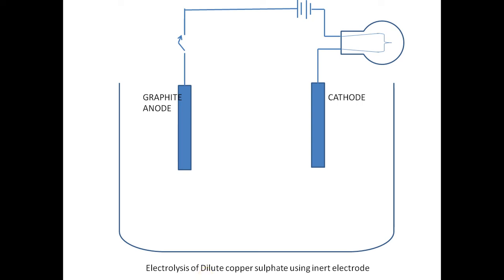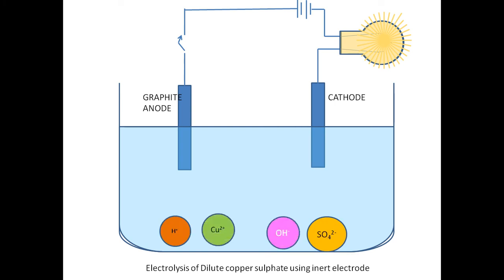This means that when dilute copper sulfate is added to the experiment, the bulb glows up, which means that the electricity is being conducted. Dilute copper sulfate means that there are 2 compounds. The first one is water and the second one is copper sulfate. Water will form 2 different ions, H positive and OH negative. Copper sulfate will also form 2 ions, Cu 2 positive and sulfate 2 negative.